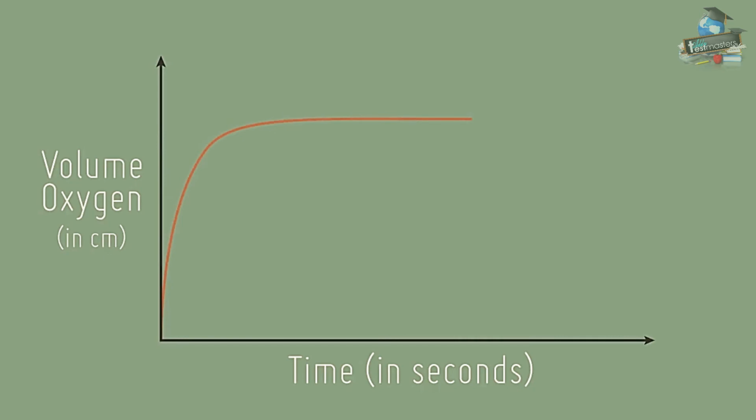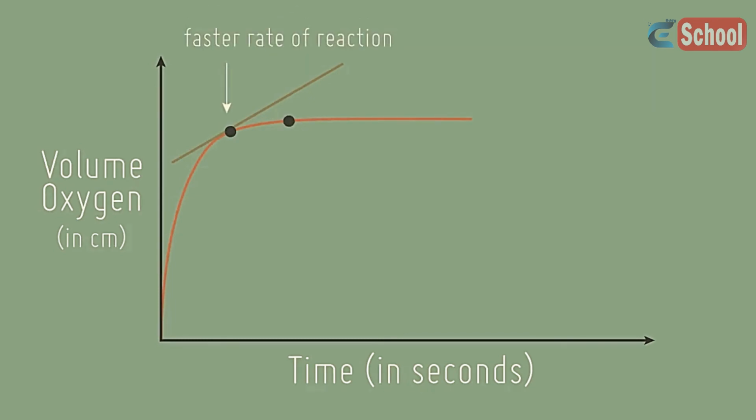We can measure the rate of this reaction at any time in this reaction by selecting a point on the curve and drawing a line tangent to the curve. Calculating the gradient of the tangent will give you the rate of the decomposition of hydrogen peroxide at that point in time. A steeper gradient is representative of a faster rate of reaction, whereas a less steep gradient is representative of a slower rate of reaction. As you can see, at the start of the reaction, the rate of decomposition is very fast.